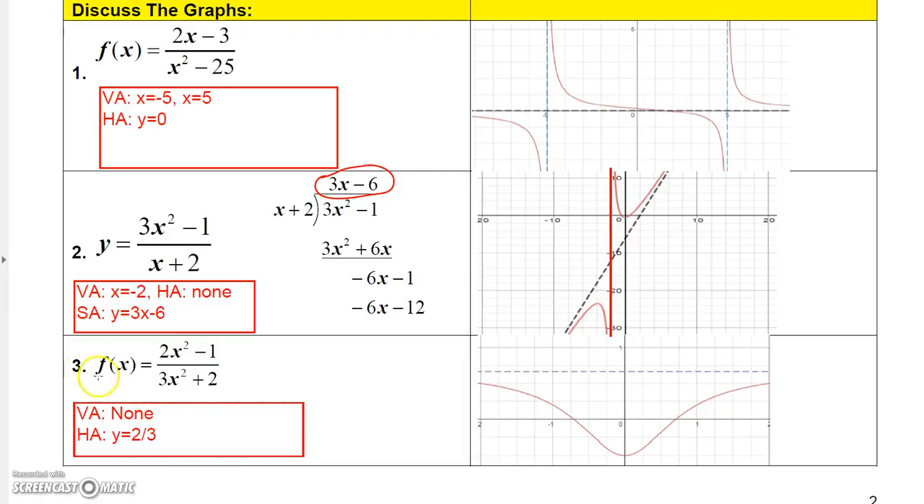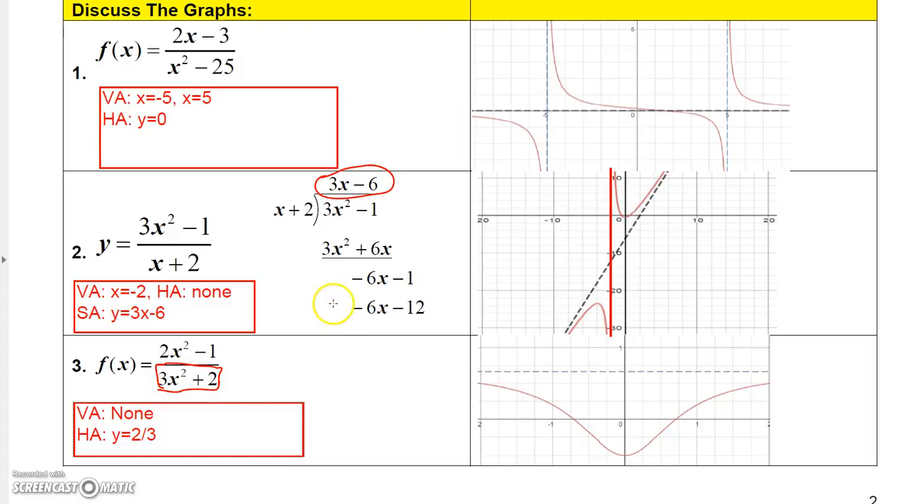And then lastly, for this graph, there's no way that 3x squared plus 2 could equal 0, so there are no vertical asymptotes. Also notice that the degree of the top is equal to the degree of the bottom, so you have a horizontal asymptote, and it is the ratio of these two coefficients, 2/3. So y equals 2/3 is the horizontal asymptote, and you can see here that I graphed it, and this dotted line represents the graph of y equals 2/3.